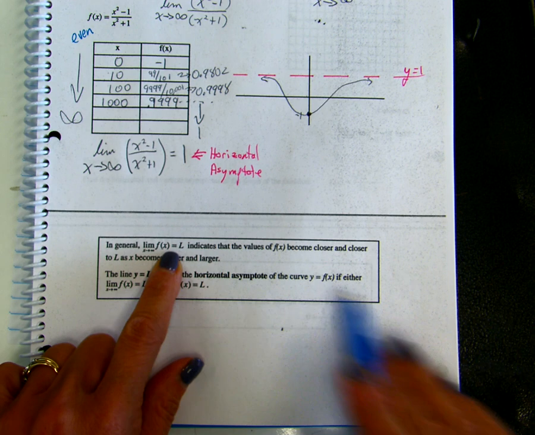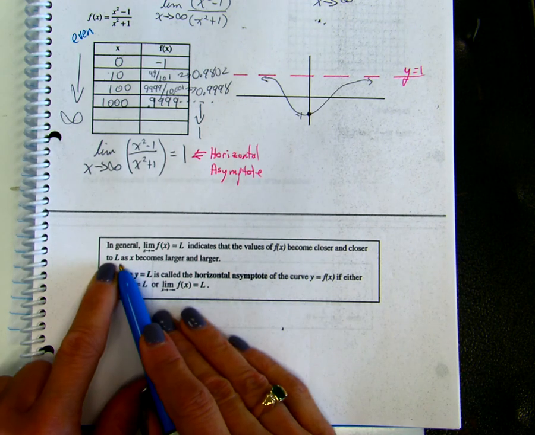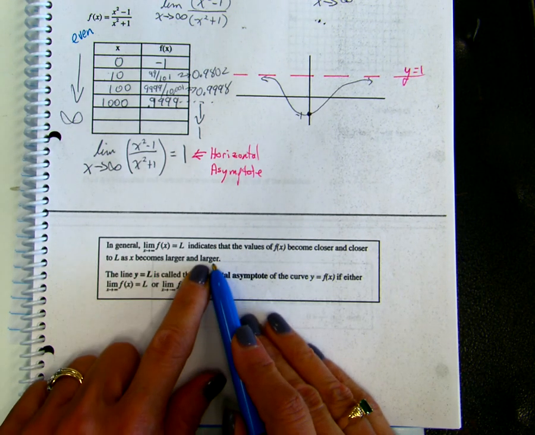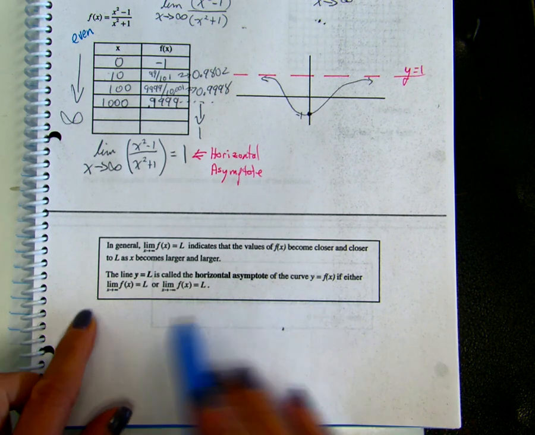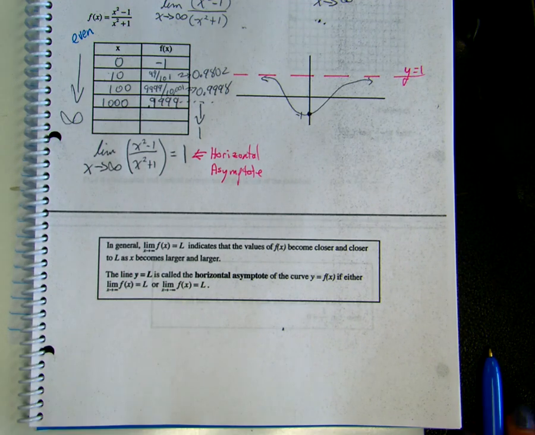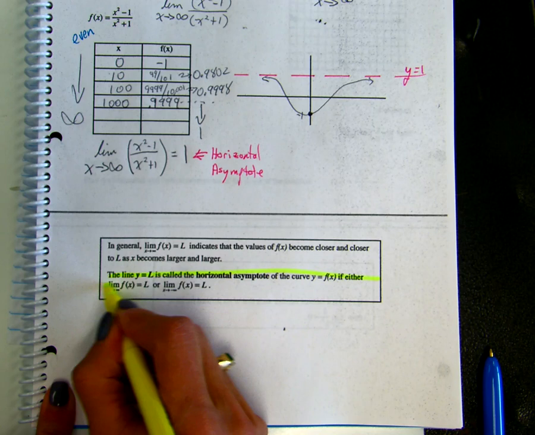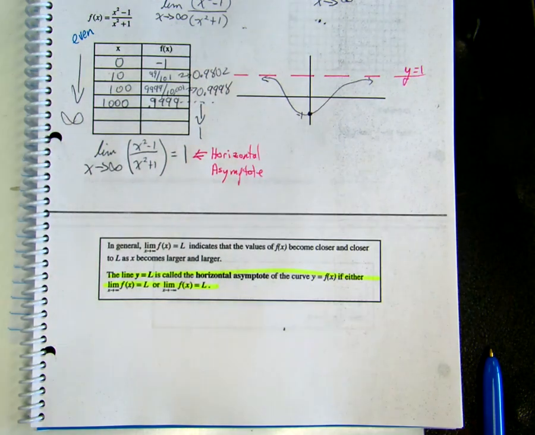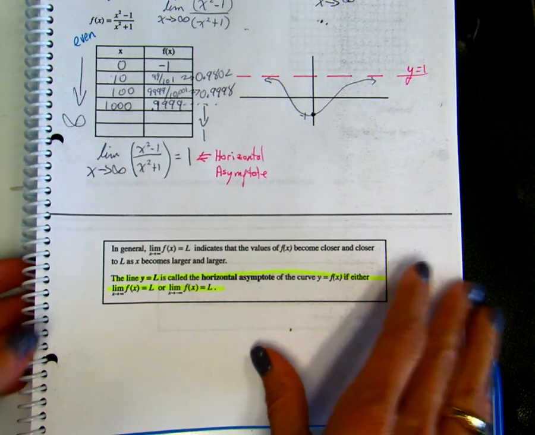Okay, so the limit as x approaches infinity equals L. The values of the function, that is the y value, become closer and closer to L as x becomes larger and larger. Along y equals L is the horizontal asymptote of the curve or function. If the limit as x approaches negative infinity is negative L, perhaps we're not used to this, but you can have 2 horizontal asymptotes. You can have one at negative infinity and one at positive infinity.